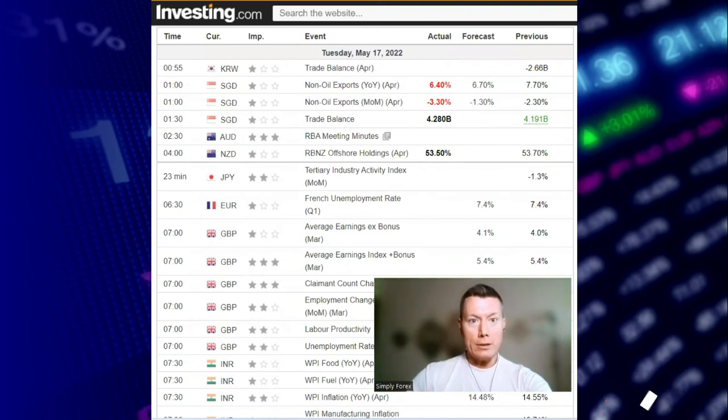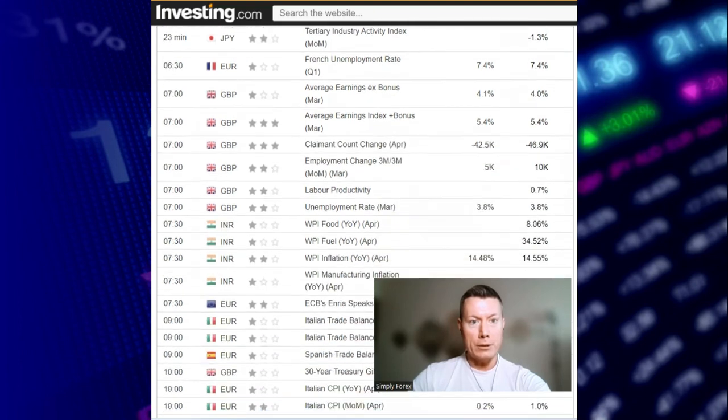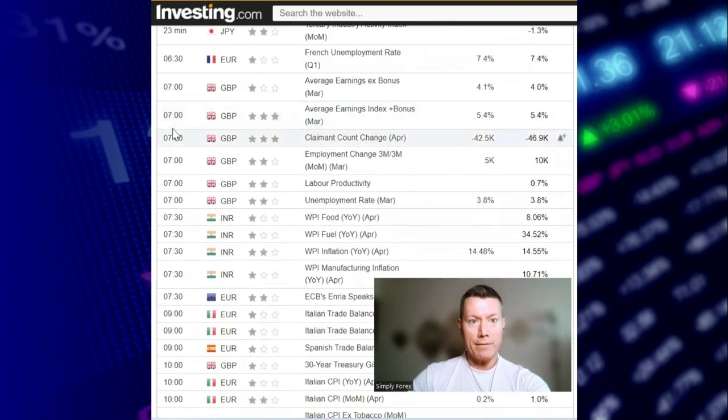Right, so news for today, Tuesday the 17th of May. We had some news overnight: the Royal Bank of Australia had some meeting minutes, so that could have moved the Australian dollar about, but that's been and gone. The first piece of news we're interested in is at 7 o'clock GMT. These are all London GMT times, guys. Coming out of the UK, we've got some employment figures, so this could move any pound pair that you might be in.